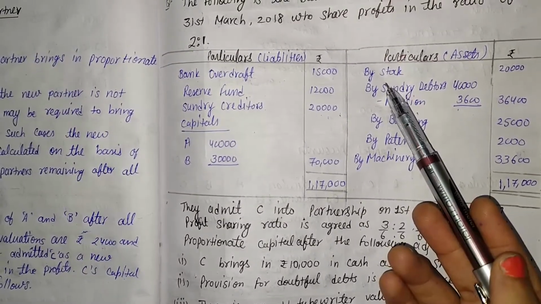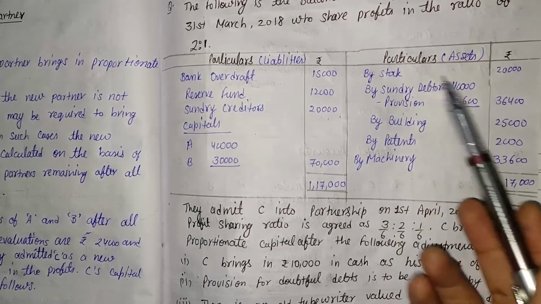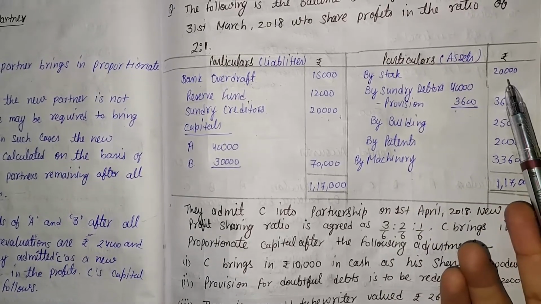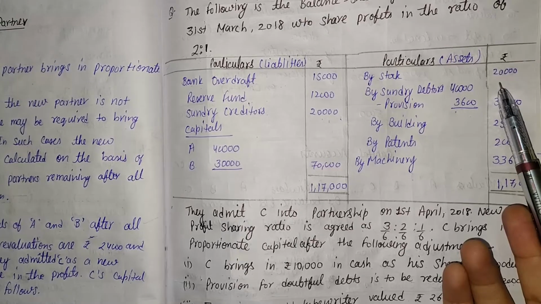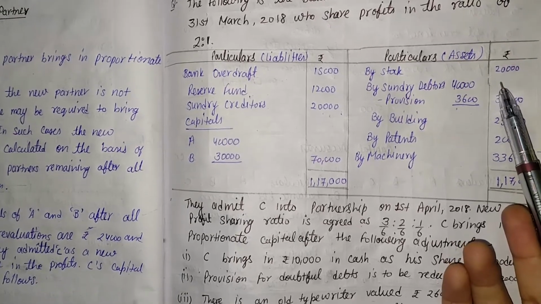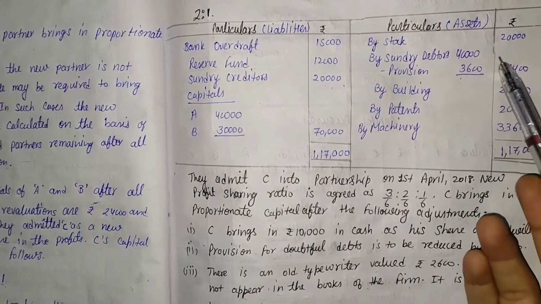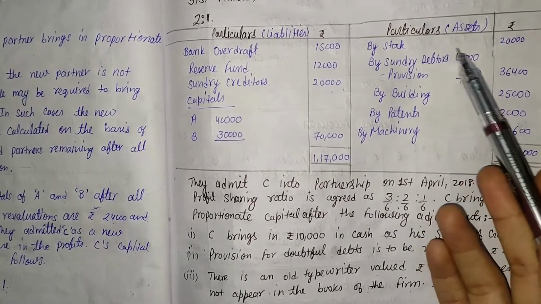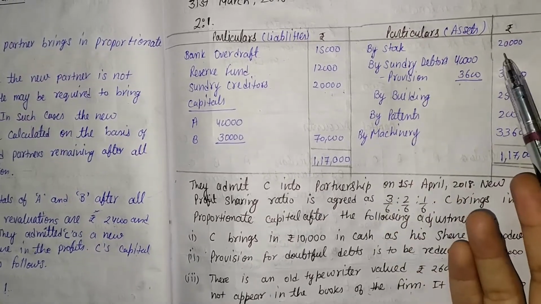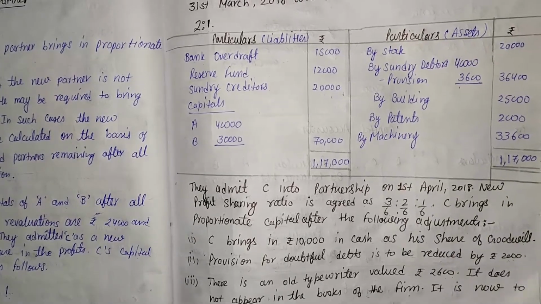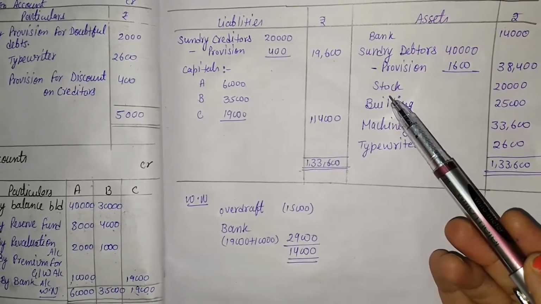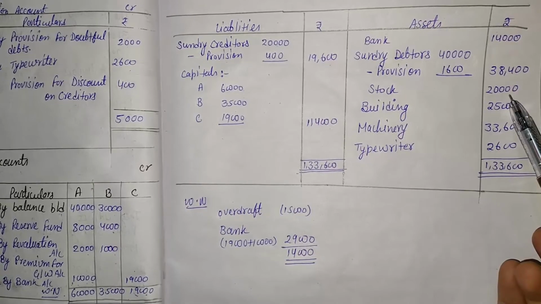First of all, the value of stock, that is rupees 20,000. In the additional points there is no other information related to stock, so we can put the same value, rupees 20,000. Here it is, stock by rupees 20,000.